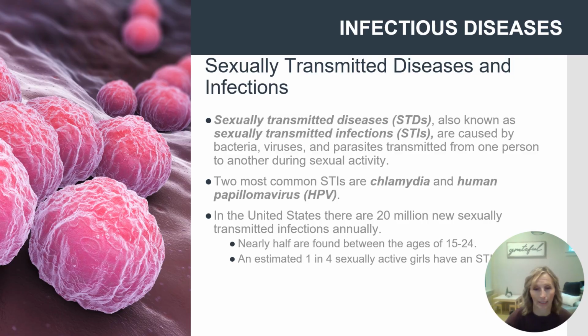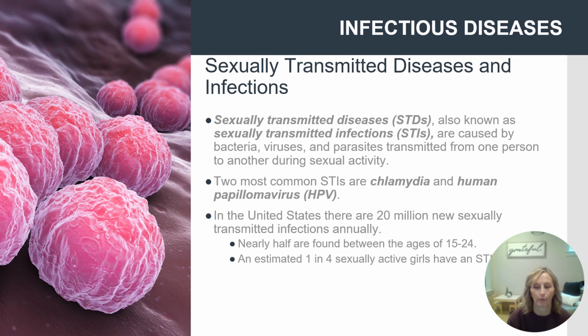Sexually transmitted diseases I had already talked about in our STI lessons. But keep in mind that these also can be spread, viral or bacterial, from one person to the other, even parasites, during sexual activity. The two most common are chlamydia and human papillomavirus. Chlamydia, of course, is a bacteria. Human papillomavirus is a virus. In the United States, there are 20 million new sexually transmitted infections each year. That's, of course, known cases that have actually been reported to the CDC.